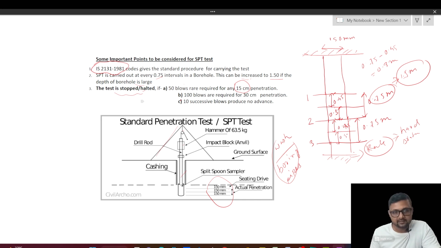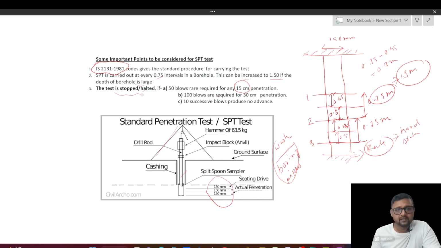Second one is if 100 blows are required for 30 centimeter penetration. Again, for 15 centimeter, 50 blows, and for two consecutive penetrations, if 100 blows are required, in that case the test is stopped and halted.